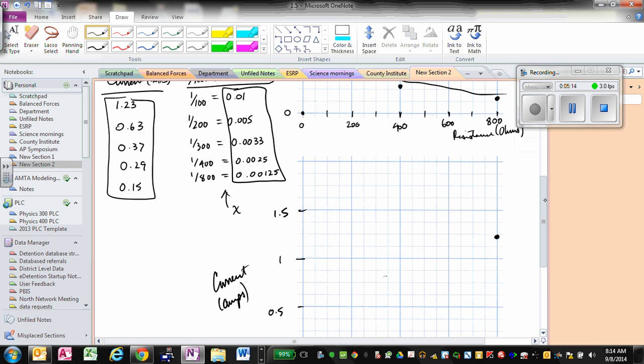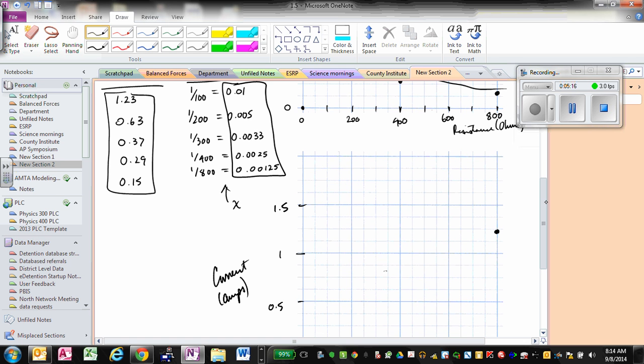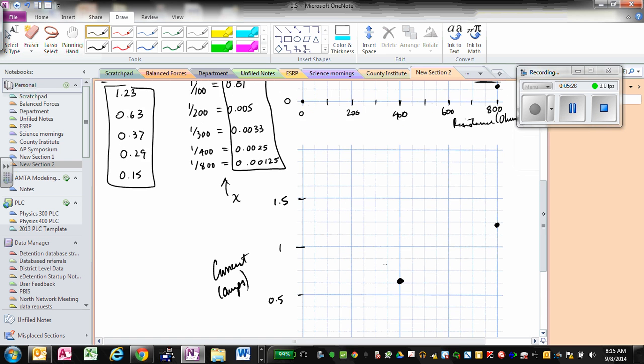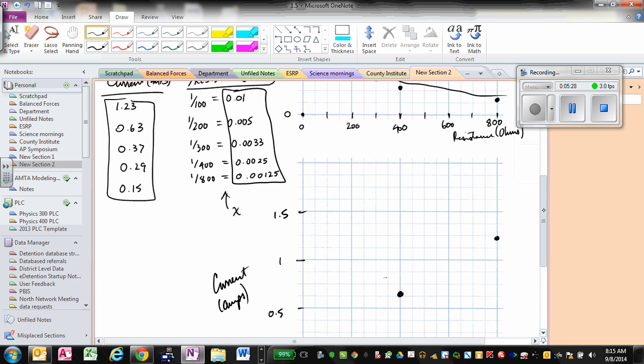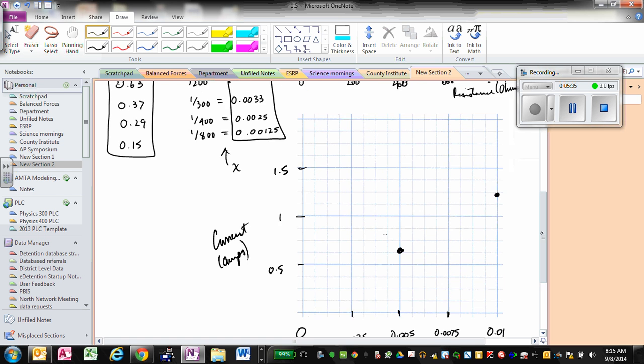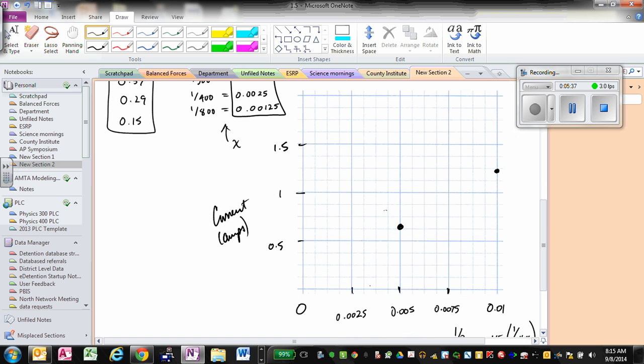The next point, 0.005, goes with 0.63. So here 0.005, 0.5, 0.75, 0.63-ish is going to be around there. Then 0.0033 goes with 0.37. So somewhere around here.